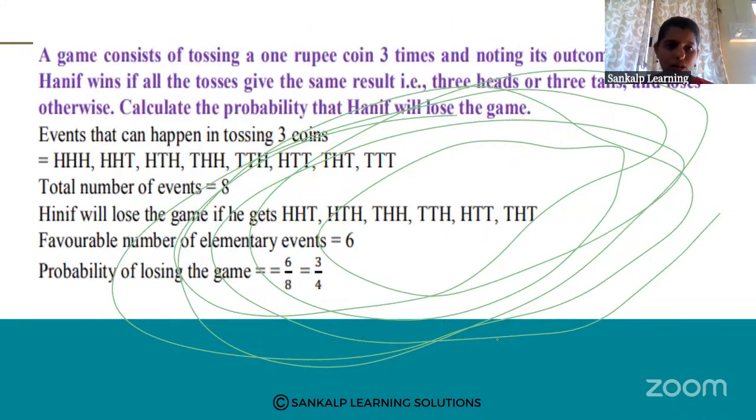Okay. So next question is, a game consists of tossing a 1 rupee coin 3 times and noting its outcome each time. Hanif wins if all the tosses give the same result, that is 3 heads and 3 tails, and loses otherwise. Calculate the probability that Hanif will lose the game.